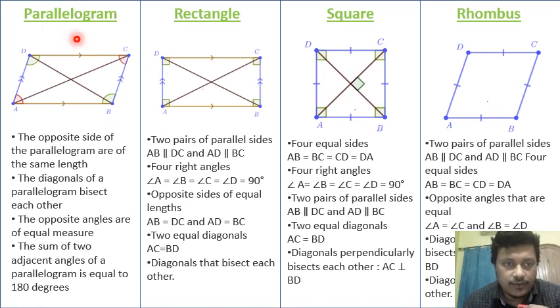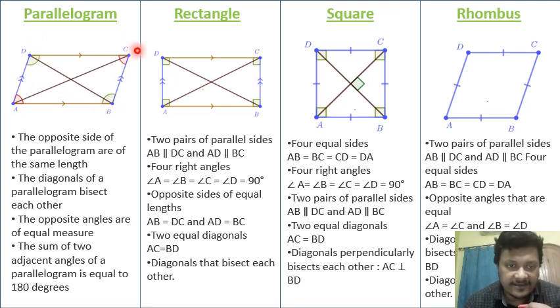Now we will discuss parallelogram, rectangle, square and rhombus together, as the rectangle, square and rhombus are special cases of the parallelogram and can be derived from it. Now a parallelogram is defined as a quadrilateral which has two pairs of opposite sides that are parallel. Here AB is parallel to DC and AD is parallel to BC.